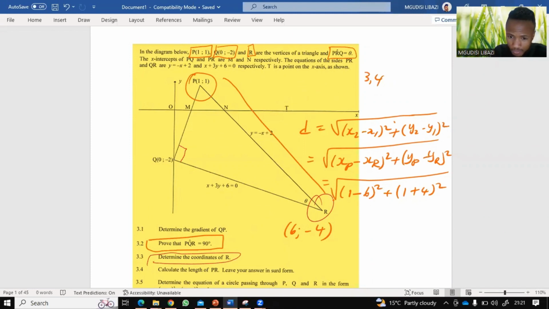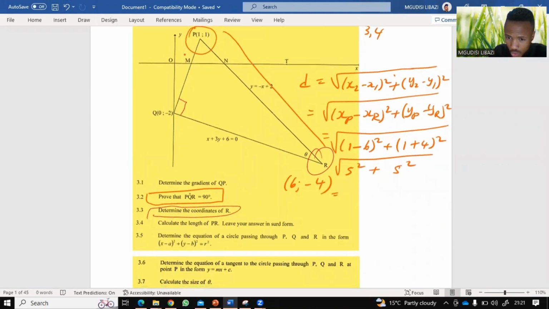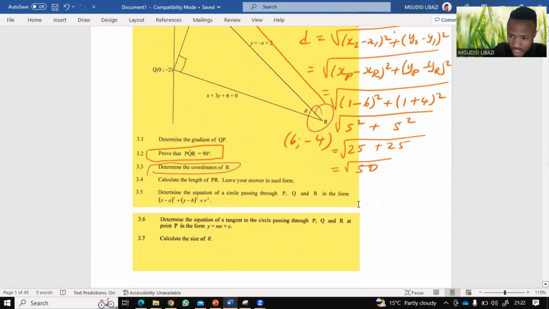So now from there, the only thing that we have to do is just to simplify that. That is going to be the square root of, 1 minus 6 is negative 5, and then we have 5 squared there, plus 1 plus 4 is 5, and then we have 5 squared there. So we're going to have 5 squared plus 5 squared, and then that's going to be 25 plus 25. And then that's going to be the square root of 50. So that's what we have there. So we have answered the question.